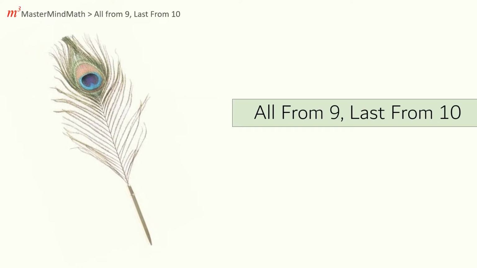Today we will learn one of the very basic concepts called all from 9, last from 10. This is a very easy concept and it has several what if scenarios. Let's first understand the basic concept. Let's say we have to subtract 324 from 1000.